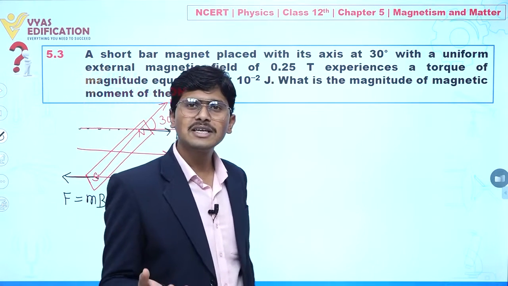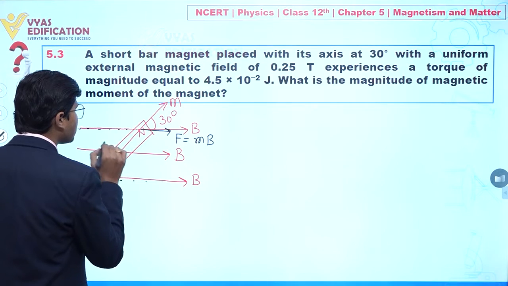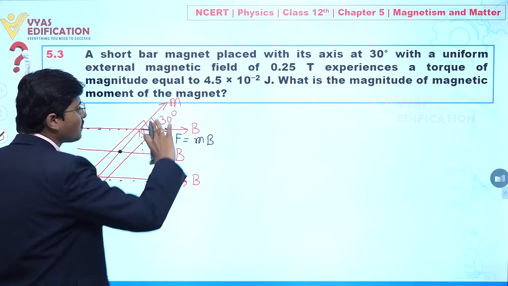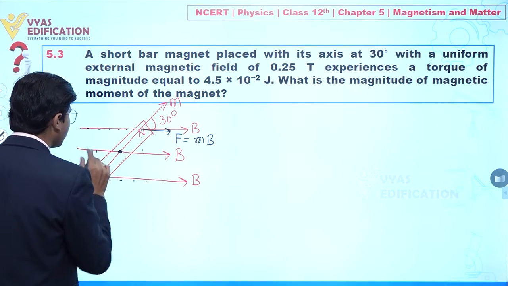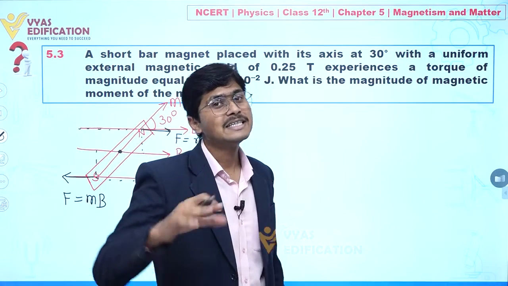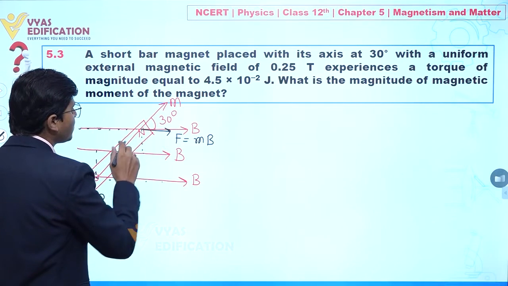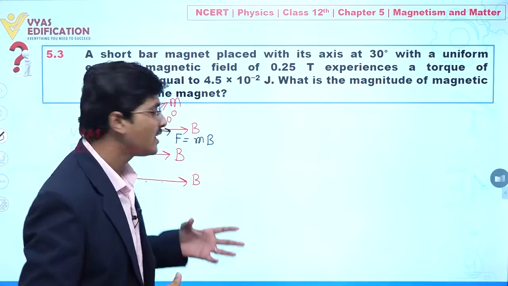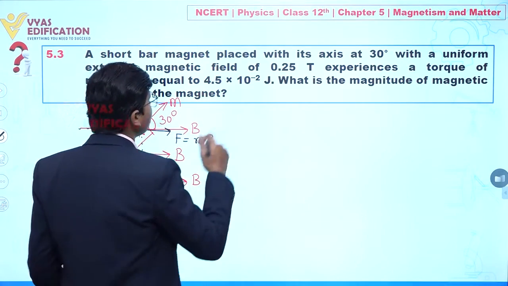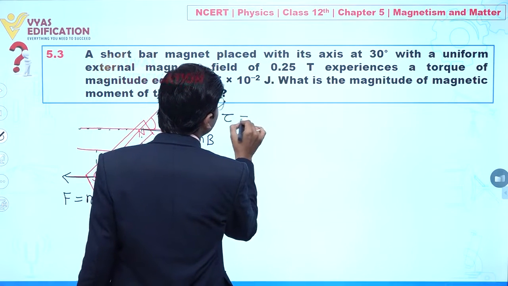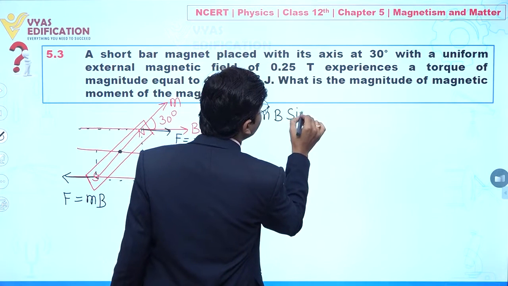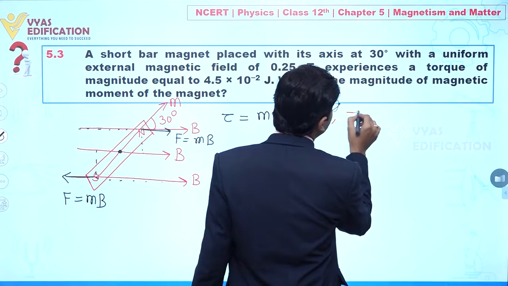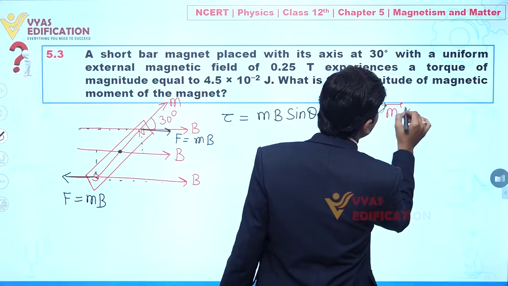So how can we calculate the torque? Let's suppose this is the position of the center of mass. If you find this distance, the torque is force into perpendicular distance, and both have the same direction. From this point this is clockwise, and this one is also clockwise. Like this you can derive the expression of torque. I am directly writing the formula of torque: it is given by mB sine theta. You know this very well. It may also be written in vector form: tau equals m cross B.